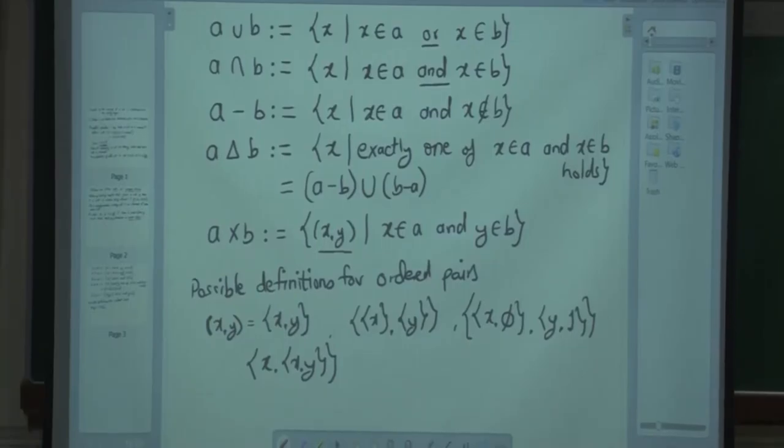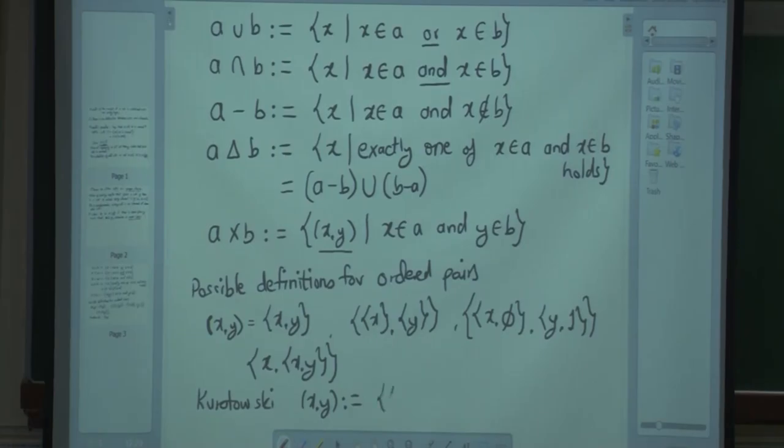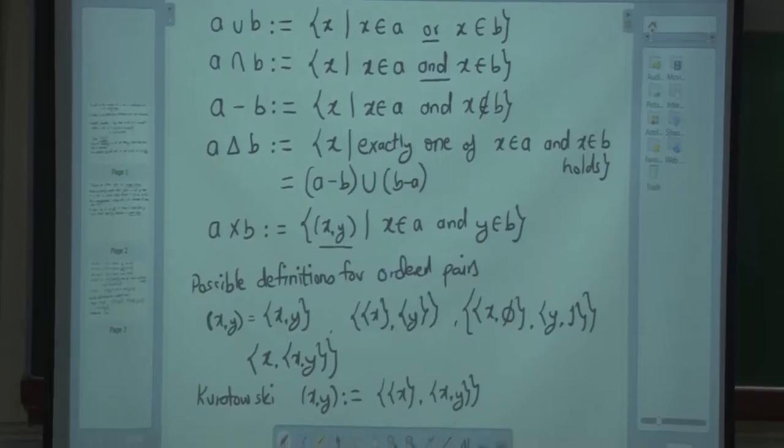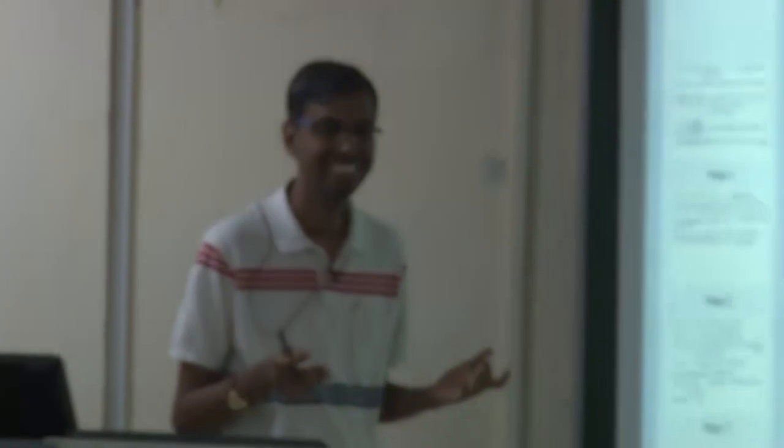Okay, so Kuratowski's definition is quite close to this. Kuratowski defined, we are going to look at a lot of Polish names, yeah, Kuratowski is a Polish name, so defined (x, y) to be equal to the set consisting of two different elements, namely this. So we will always follow this. In fact, after this discussion, we will never ever talk about ordered pairs again. But you need to know this.